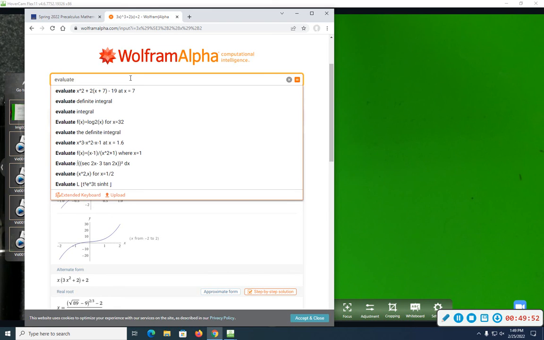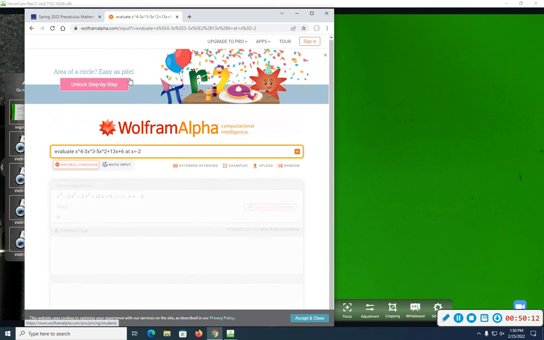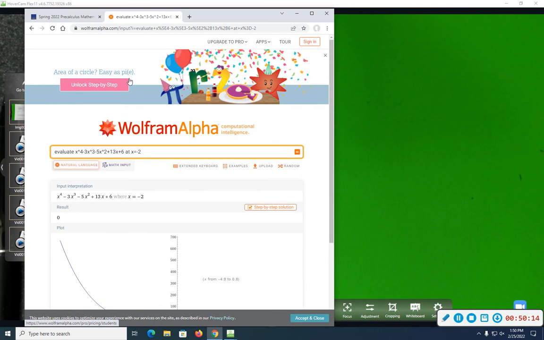Evaluate x to the 4th minus 3x cubed minus 5x squared plus 13x plus 6 at x equals, what was one of them? -2. I guess I didn't even show you what I'm doing. Yep, that looks good. Okay. What's another one? 3.